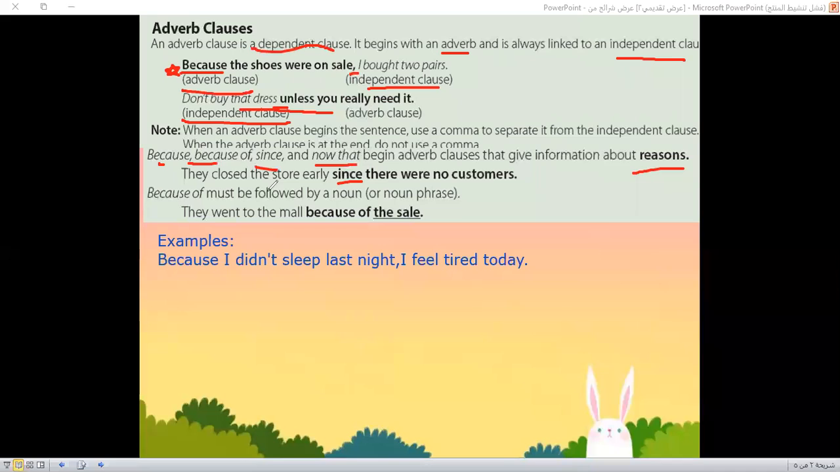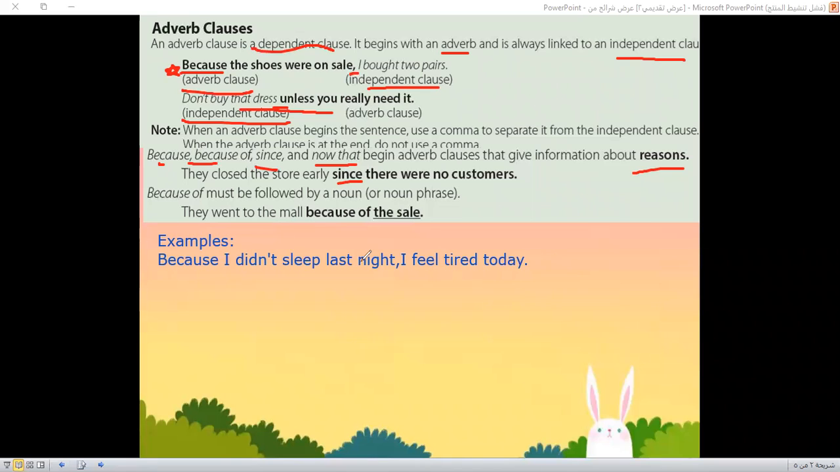Like, how am I going to use it? They closed the store early because there were no customers. I can say since, I can say because, I can say because of, it's also the same. I can say now that there were no customers. Because of must be followed by a noun, as you can see here. They went to the mall because of the sale.